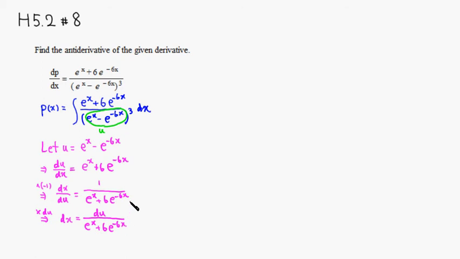So we have an integral. I'm going to leave e to the x plus 6 e to the negative 6x as it is, and on the bottom is a u cubed. Then dx, we just found, is equivalent to du over e to the x plus 6 e to the negative 6x, and you can see that those cancel out. Then what you get is simply, I don't like 1 over u cubed, so I'm going to write it as u to the negative 3 power du.